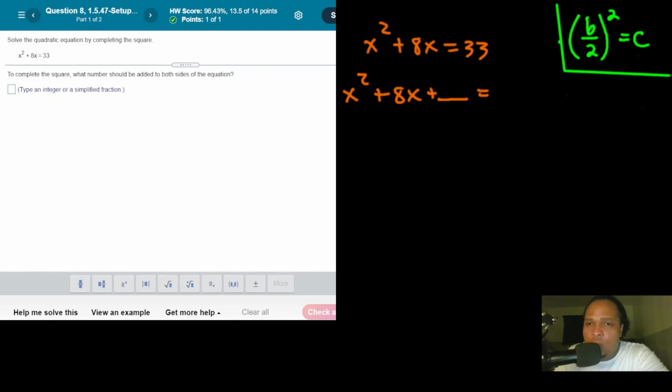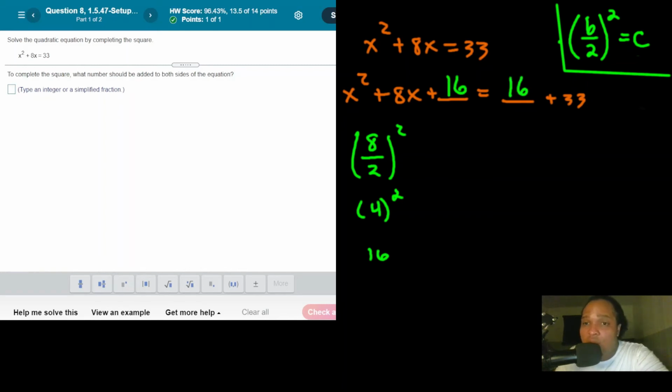Okay, equals a space plus 33. So the number that goes in there, let's just apply the complete the square formula. You take your b, which is 8, divide it by 2, and square it. 8 divided by 2 is 4, and 4 squared is 16. That's it. So 16 is the number that you add to both sides.